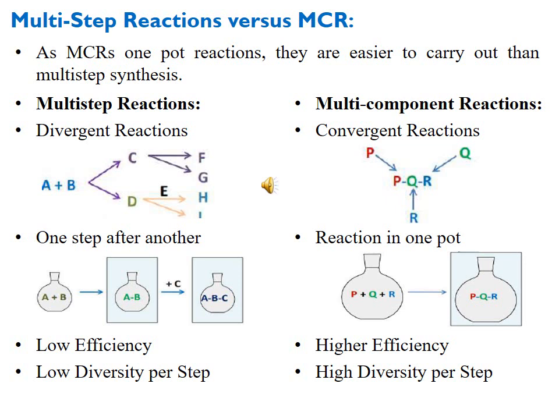So first we talk about the multi-step reaction. These are divergent reactions. Divergent is also a technique used by the organic chemist to get a large number of compounds. As an example, A and B are combining with each other to form C and D. Then C is broken or decomposed into two compounds F and G. D is treated with E to get the H and I products.